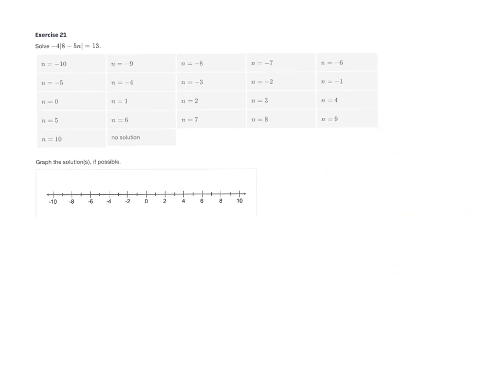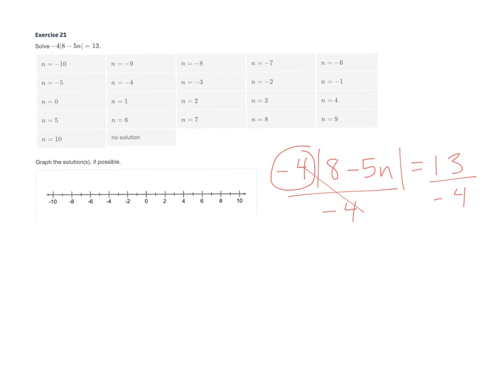Exercise 21, I've got negative 4 times the absolute value of 8 minus 5n is equal to 13. Now, we're going to do the inverse of multiplying by negative 4. We're going to divide both sides by negative 4. That's going to give me the absolute value of 8 minus 5n equal to negative, 4 goes into 13, 3.25.